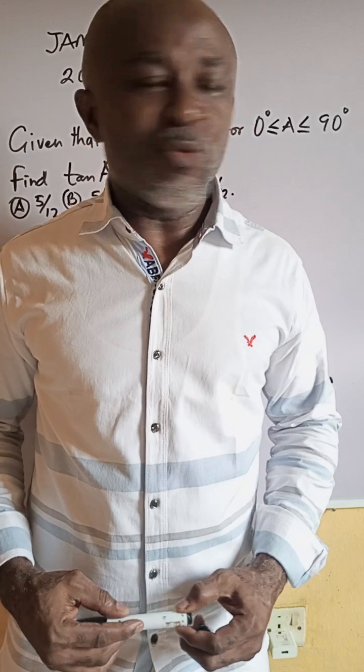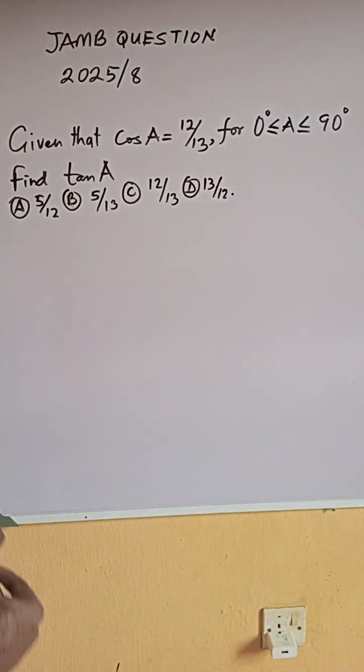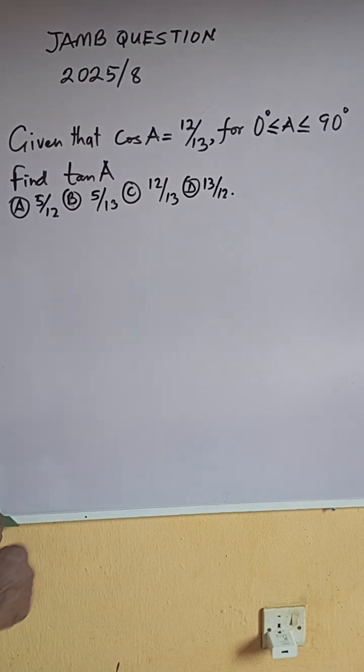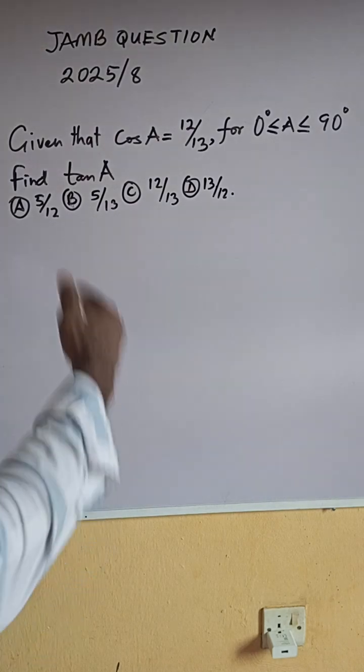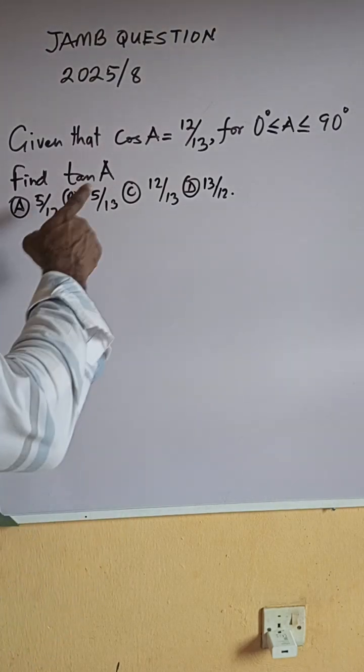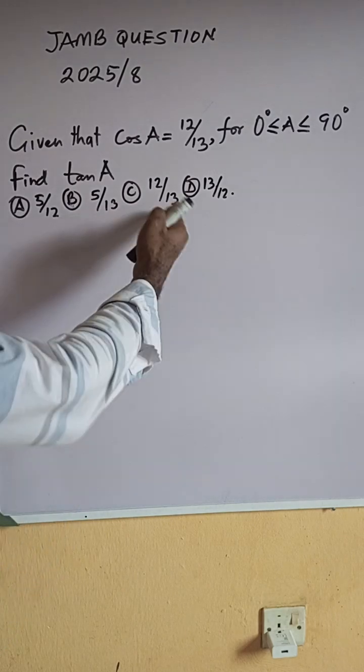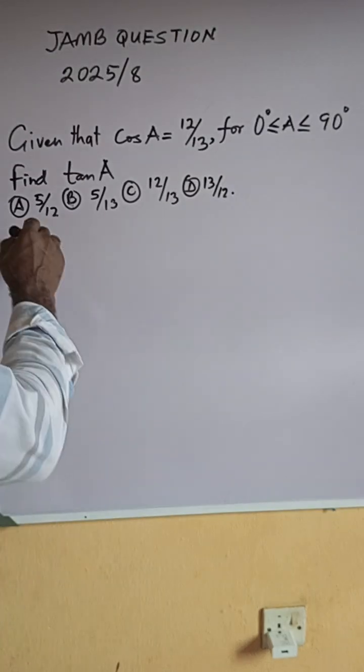Everyone. Let's quickly solve this problem on trigonometry. Given that cos A equals 12 over 13 for values of A lying between 0 and 90 degrees, find tan A. The options are here. Solution.